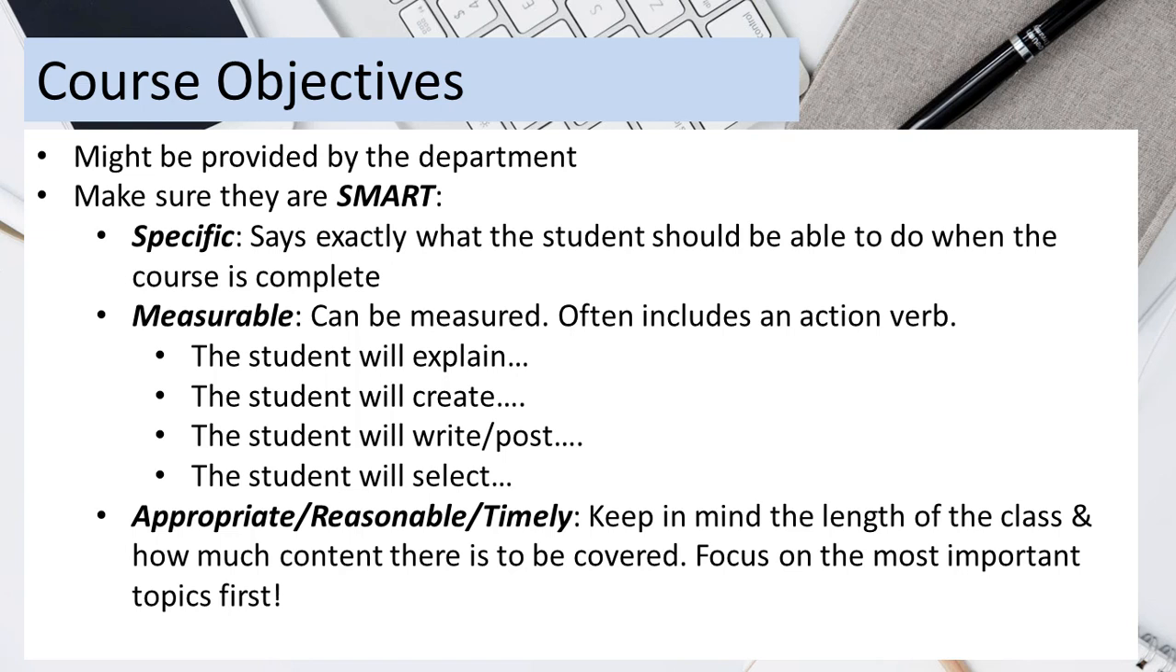And then, of course, you want to make sure that it's appropriate, reasonable, and timely. You want to keep in mind the length of the class that you're having to work with and how much content there is to be covered. You want to focus on the most important topics first and give those the most time. There isn't per se a magic number of course objectives. It might be that your course has 5, it might be that your course has 8 or 9. Again, you just want to keep in mind the length of your class and how long it's going to take for you and your students to meet those objectives.